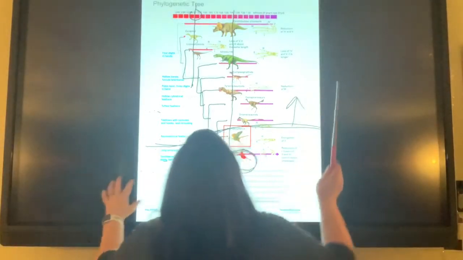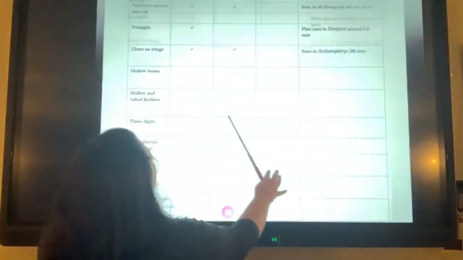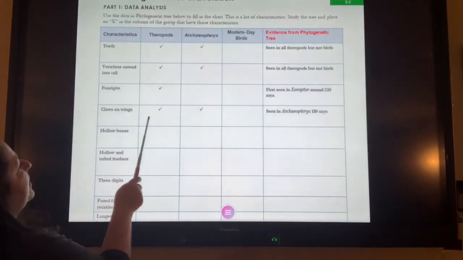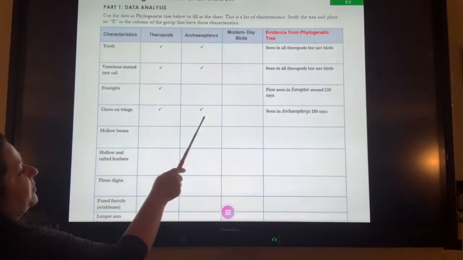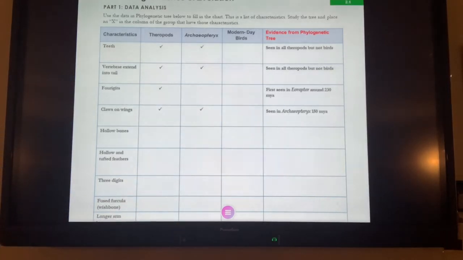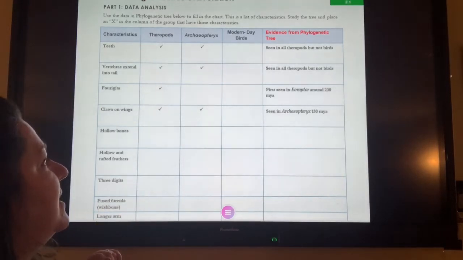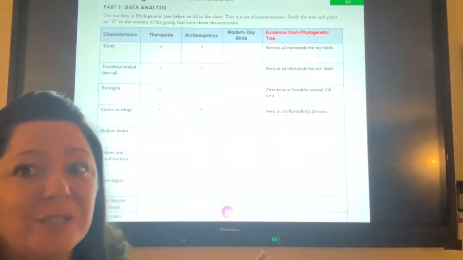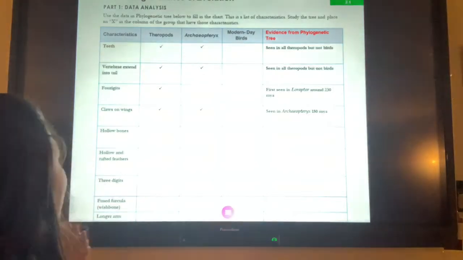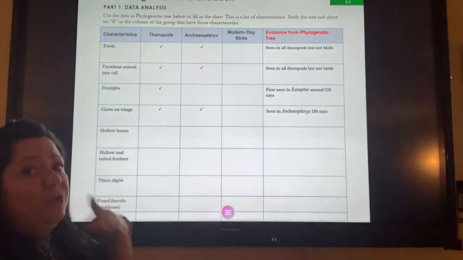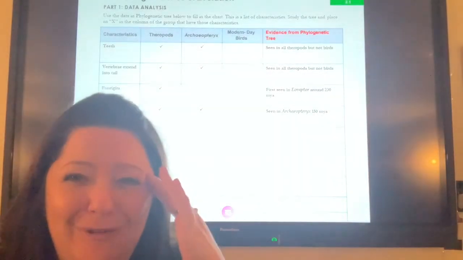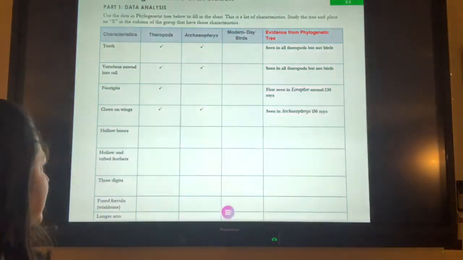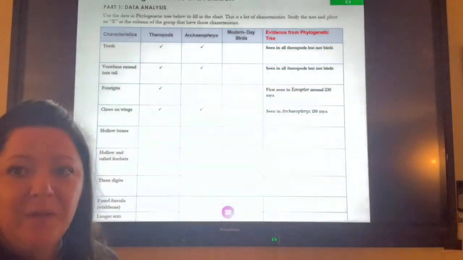Okay, let's do this. It does give you an example here. So like the evidence here, it says claws on wings belong to theropods and Archaeopteryx. And you can see it in the chart that Archaeopteryx has it at 150 million years ago. Okay, and we know that now birds, modern day birds, don't have claws on their wings. That'd be kind of cool, but they don't have them. Okay, so you're basically using a couple things: what the chart is saying, what you already know from your background information, what birds have and don't have, to kind of find the evidence for this. Okay, does it make sense?